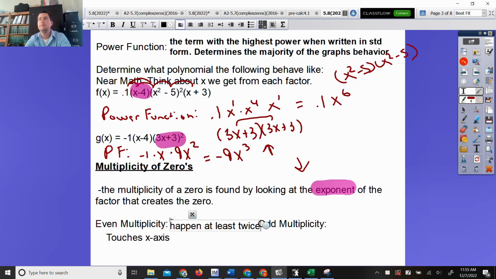Could be 2, could be 4, could be 6. It would definitely be even. Could be 2, 4, 6, but they happen at least twice. And it is a touch on the x-axis. That's probably the most important part of it.